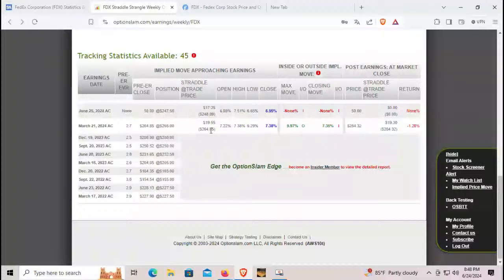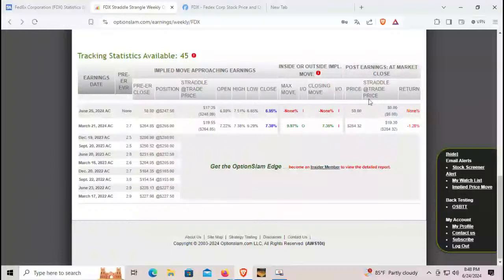And as you can see, it's 265 to 65, and straddle price is 264.85, so it was 1955. Open at 7% positive, when high 738, low 629, close at 7.32. The max move here, I don't know why it says 9.97. It's out of the inside or outside implied move. So it was out of the implied movement. So it was 9.97. The closing movement, it was 7.35. It was inside.